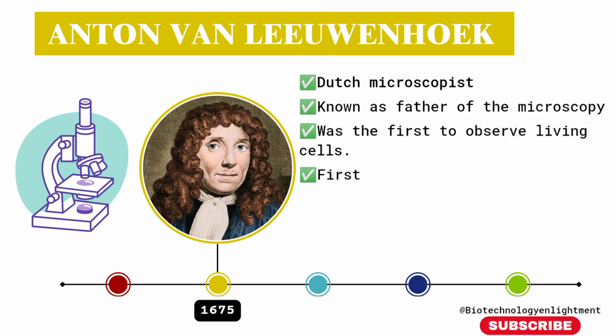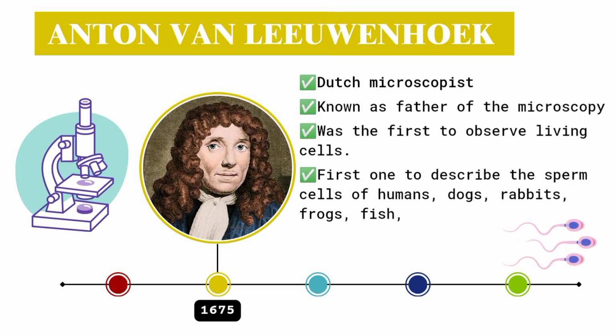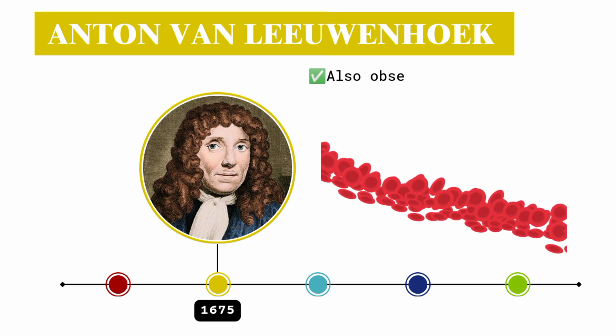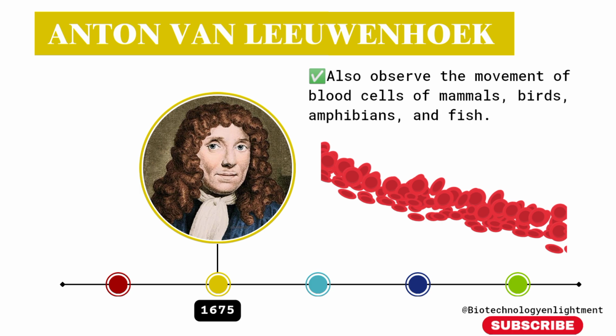Leeuwenhoek was also the first to describe the sperm cells of humans, dogs, rabbits, frogs, fish and insects. He also observed the movement of blood cells of mammals, birds, amphibians and fish.